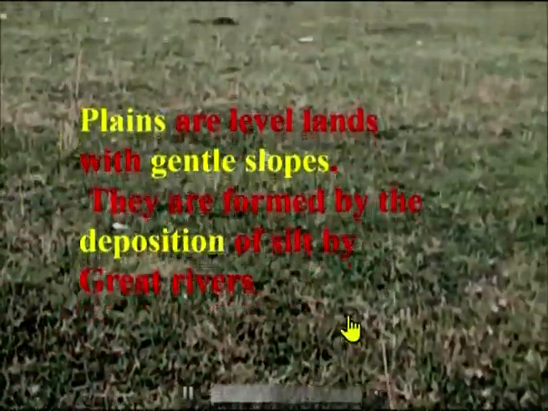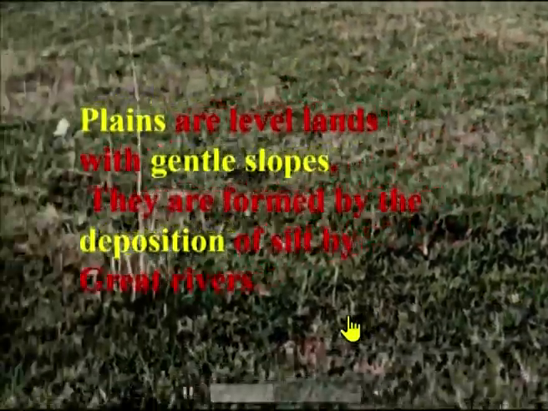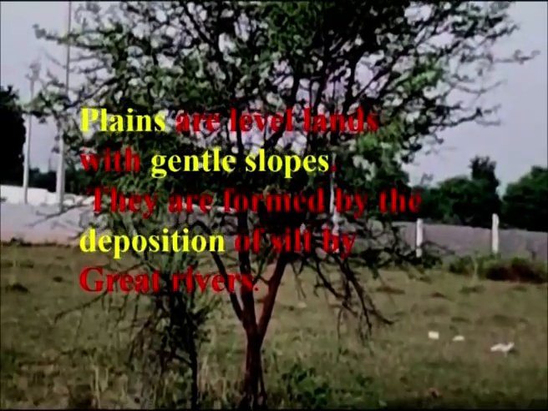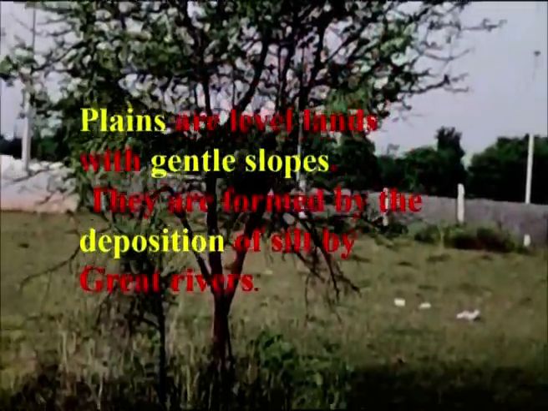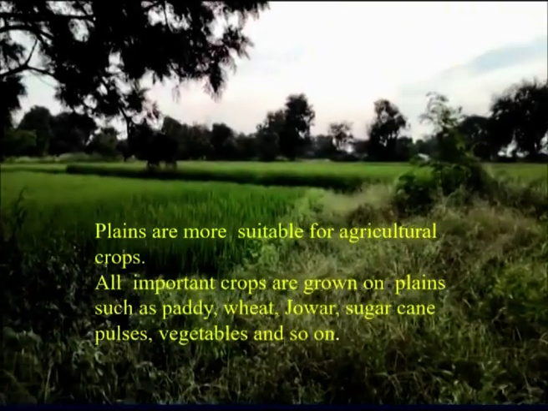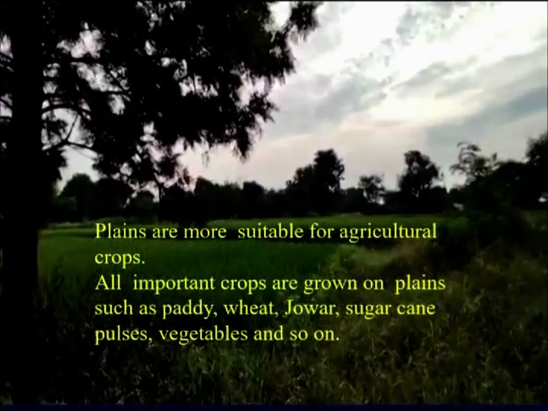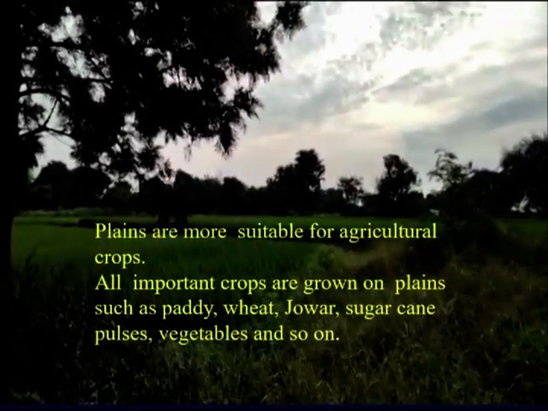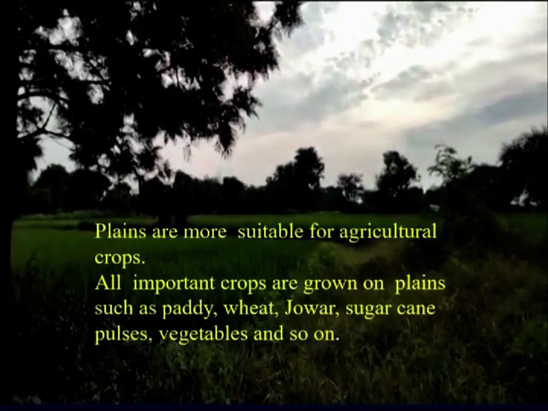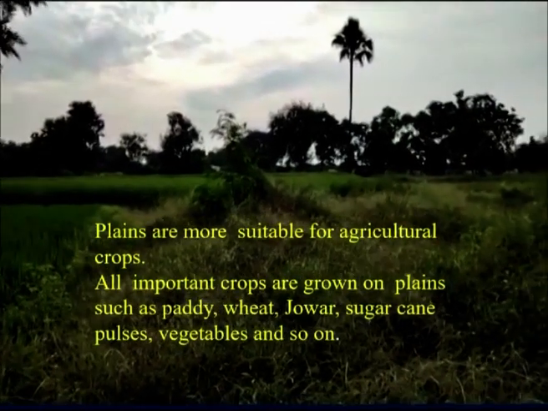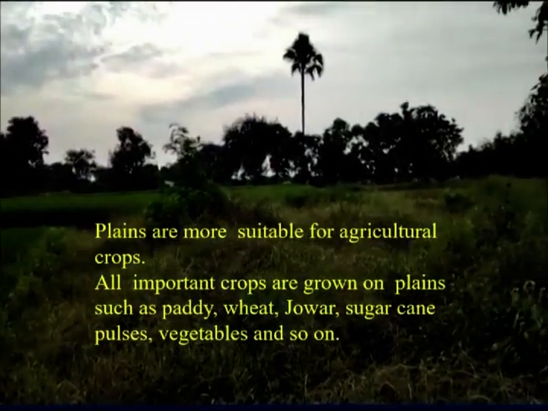Children, did you see any mountains or plateaus over there or the hilly structures? No. These plains are more suitable for agricultural operations. Children, see another video of the plains. As I said, they are more suitable for agricultural crops. Many important crops such as paddy, wheat, jowar, sugarcane, even pulses and vegetables could be grown on the plain regions, and plenty of such crops.